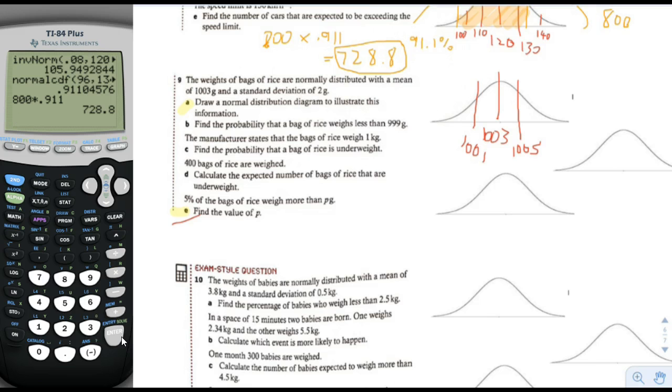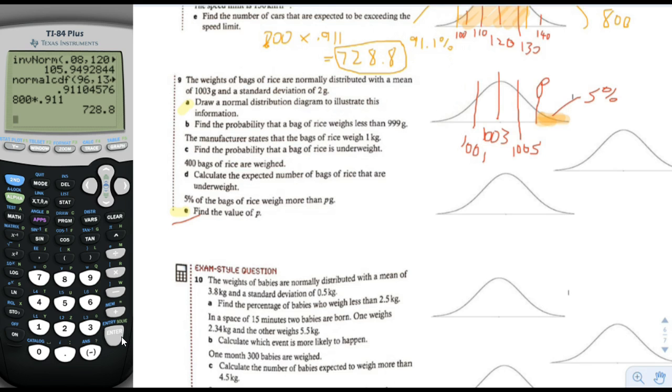Find the value of P when 5% of the bags of rice weigh more than P grams. 5% more than P. So some lucky people are going to get the heaviest bags of rice because they can't make all the bags of rice weigh the exact same amount, right? Okay, so more than P, there is 5%.